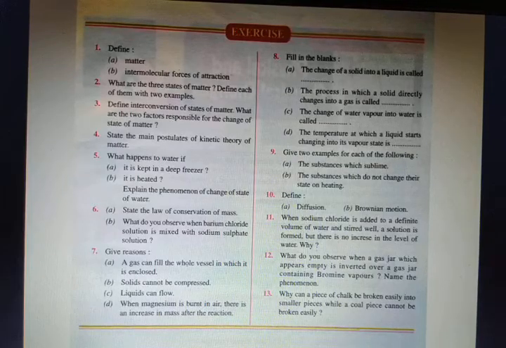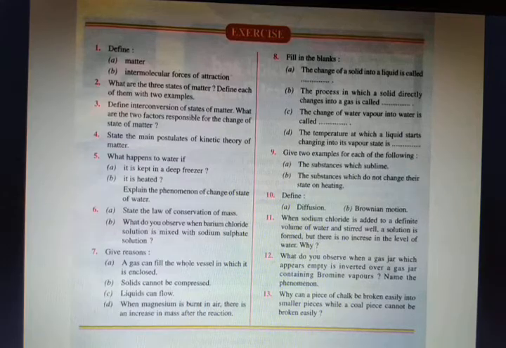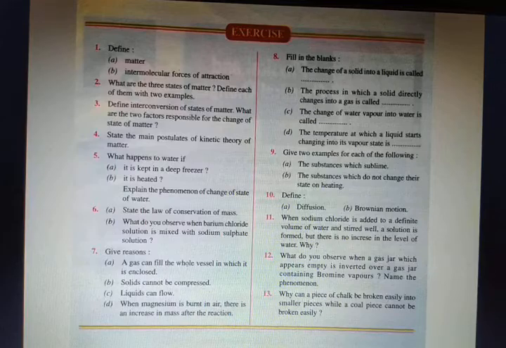I told you in the last two lectures that whenever you write a definition, examples are a must. Very important, giving examples. So matter, as I said, is anything which can be felt, touched, seen, or perceived by our senses. Example: table, chair, blackboard, almirah, bricks, gases, whatever you feel like, you can give as examples.